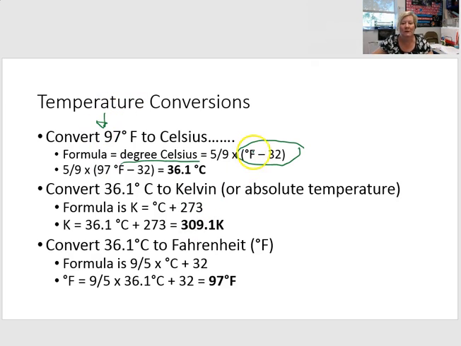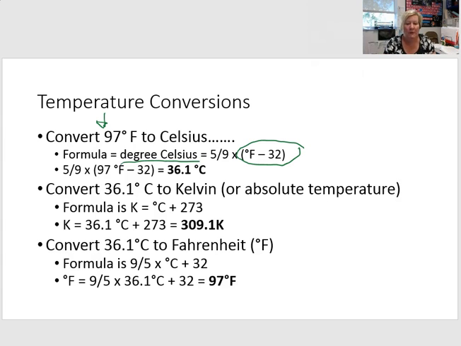So the only trick to this one is knowing and remembering to do what's in parentheses first. Let's look at the second one. We're going to convert what we just had, 36.1 degrees Celsius, into Kelvin. Remember, Kelvin is just another temperature scale we use, and we can think of it as a temperature scale of convenience. We can also think of it as the absolute temperature.